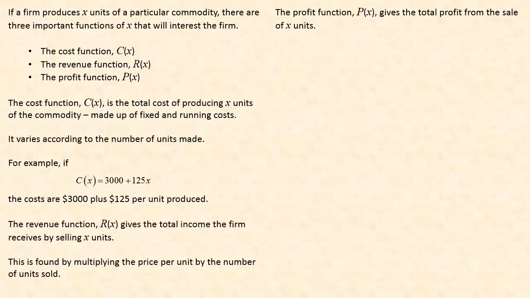P of 150 would be the revenue received from selling 150 units, take away the cost of producing 150 units. So the revenue and the cost involved in this profit will always be based on the same number of units. Therefore P of X is equal to R of X minus C of X.